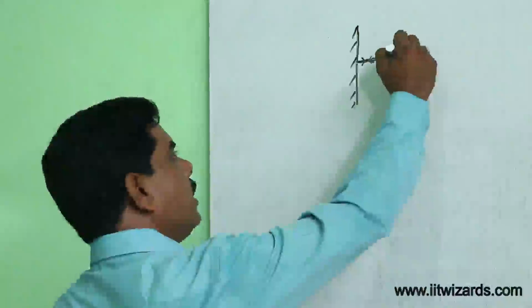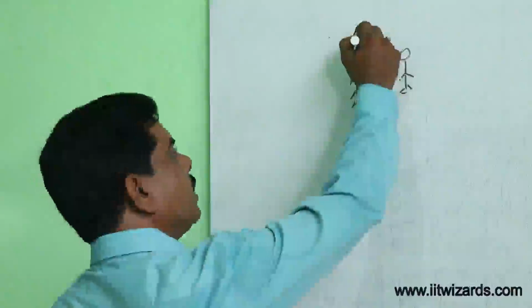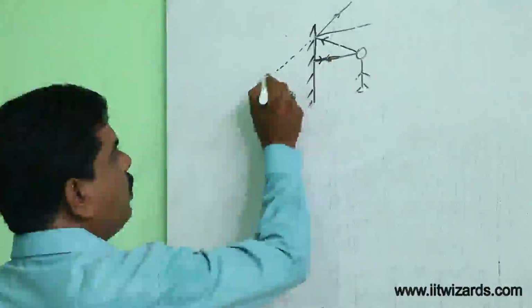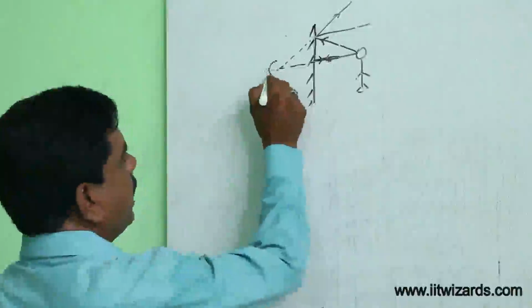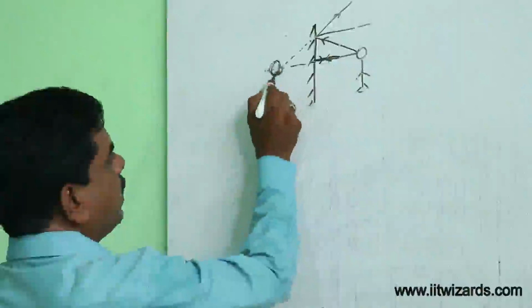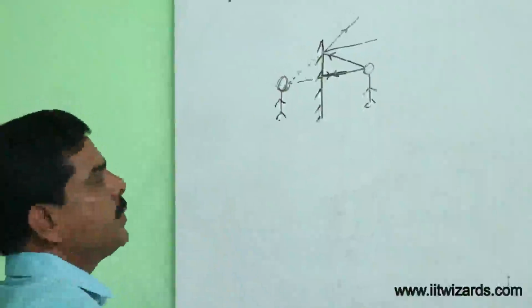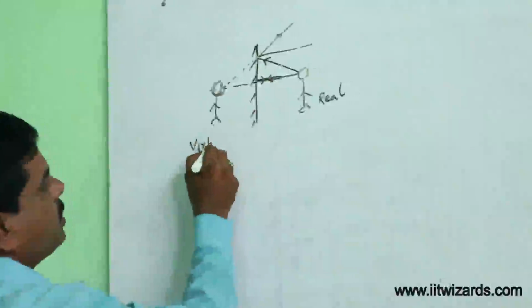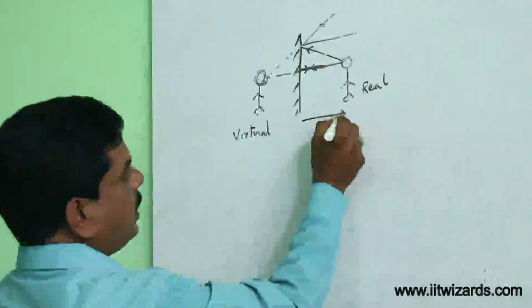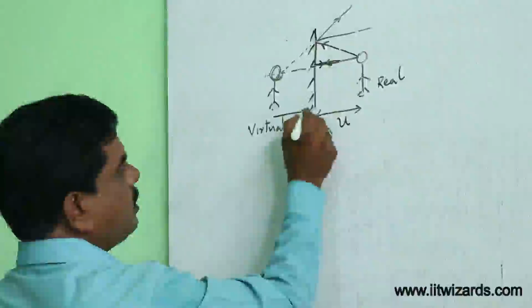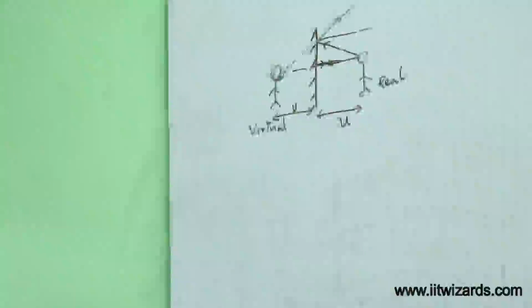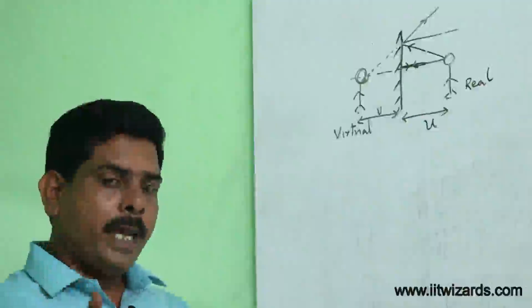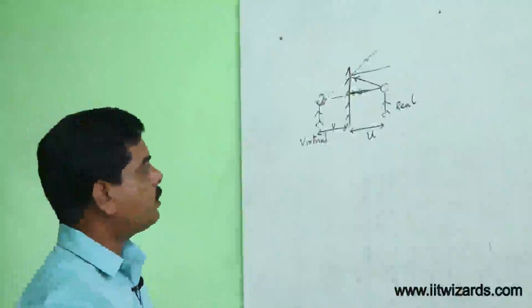Say we consider another ray of light incident like this. Draw a normal over there, and that ray gets reflected. If I produce these two rays backwards, then I would form an image over here like this. So if the object is a real object, the image is virtual. Further, we know that the object distance is the same as the image distance.